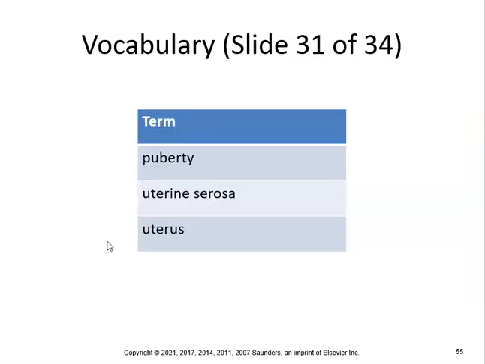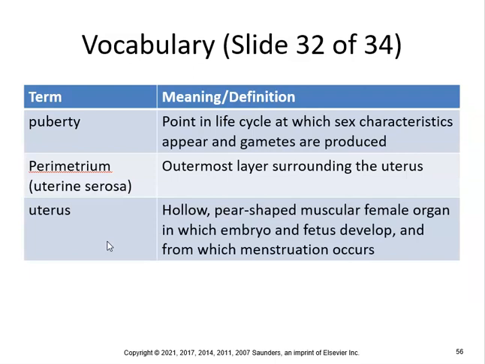Puberty, uterine serosa, and uterus. Puberty is the point in life at which sex characteristics appear and gametes are produced, so males and females go through puberty. Perimetrium is the outermost layer surrounding the uterus. The uterus is the hollow pear-shaped muscular female organ in which the embryo and fetus develop and from which menstruation occurs. Again, the difference between an embryo and fetus is that for the first 63 days it's considered an embryo. After 63 days it's considered a fetus.